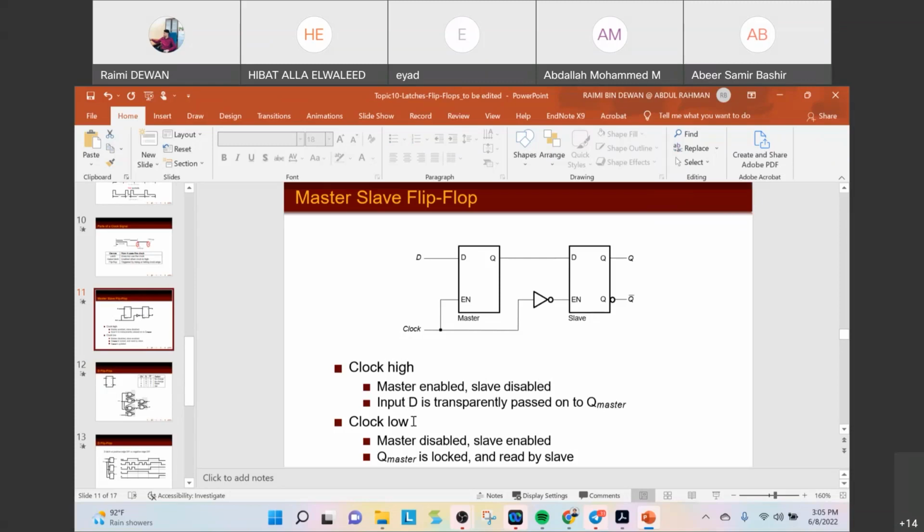When the clock is high and when the clock is low. Okay, so when the clock is high, master enable, slave disable. At this time, the input D is transparently passed on to the Q master. So Q master is here. If it's clock high, whatever you have here will be passed on directly to here. When the clock is low, the master is disabled, then the slave is enabled. Q master is locked and read by the slave. So whatever value you have here will be passed on to here while the master is deactivated. The slave will be receiving the outputs.